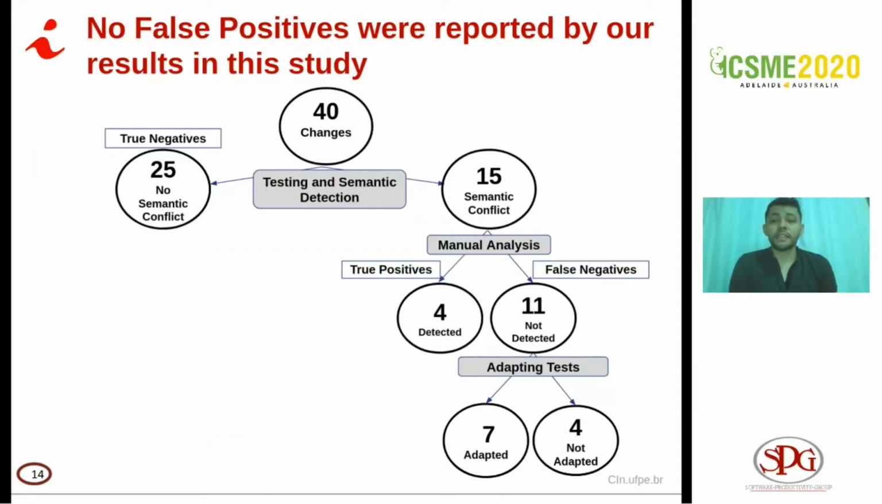For the 25 cases that we classify as without semantic conflict, our script did not report any test case that could address our conflict criteria, so for this study we do not report false positives.